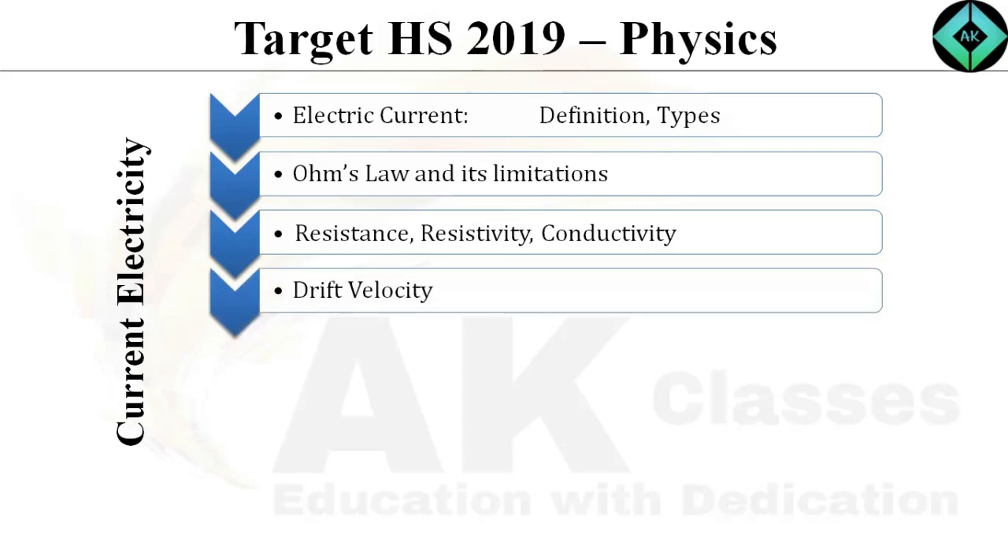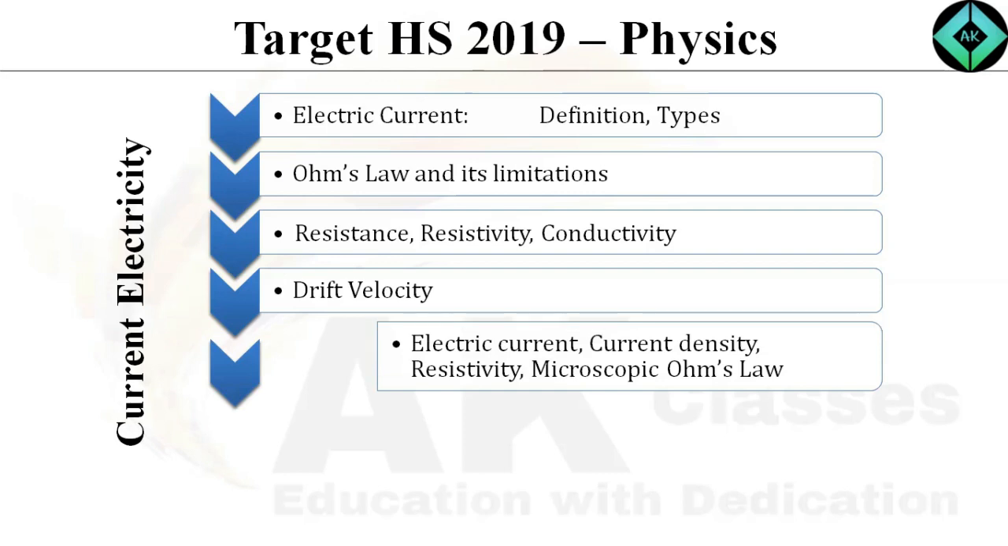Next we have the drift velocity. Drift velocity is a very important topic. Expression for drift velocity and use of this expression to find the formulas for electric current, current density, resistivity, conductivity and the microscopic Ohm's law. These are very, very important.